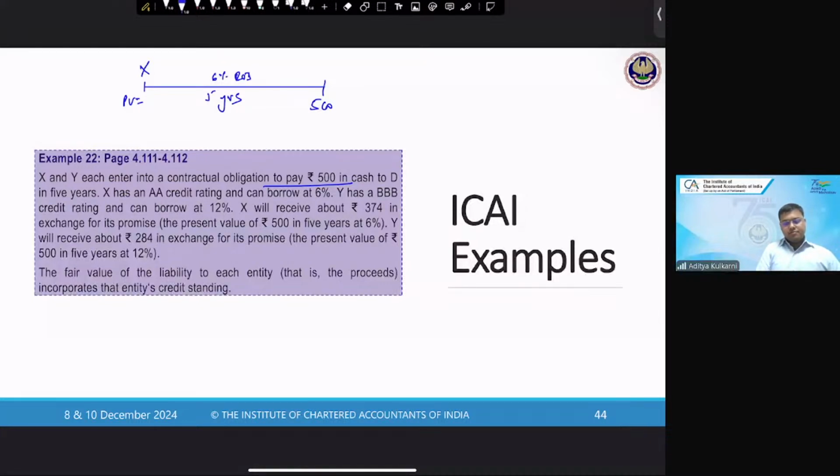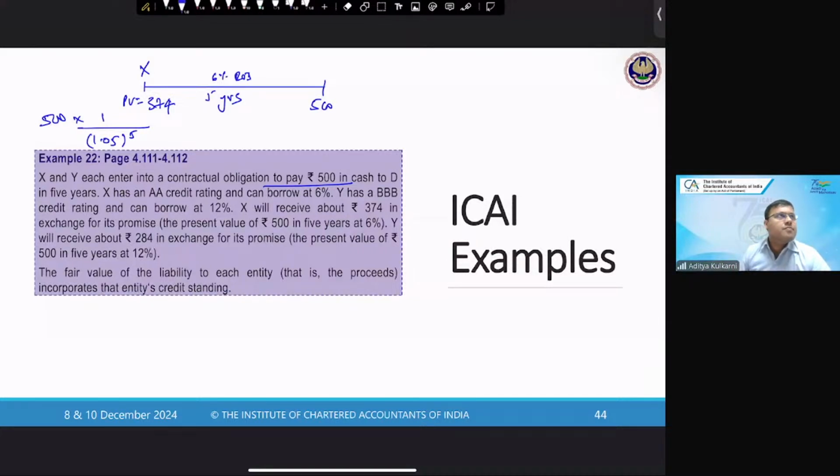Sir, 373.63. So 374. Correct? Yes, sir. So this is basically 500 into 1 divided by 1.06 raised to 5. Yes or no? Correct. So present value of this instrument is 374. Can I call this present value as my fair value?